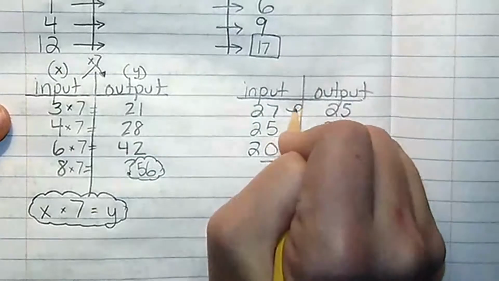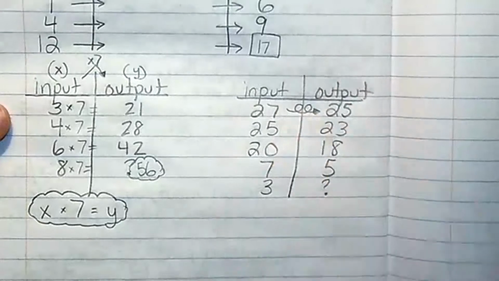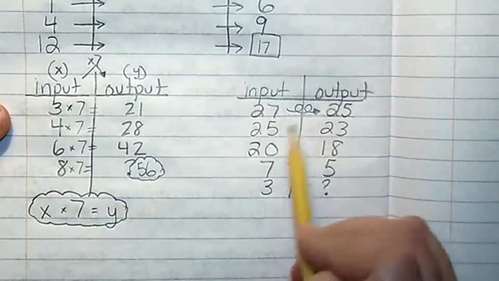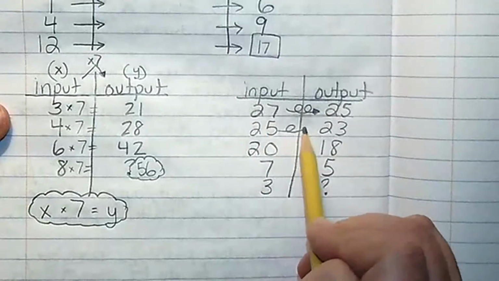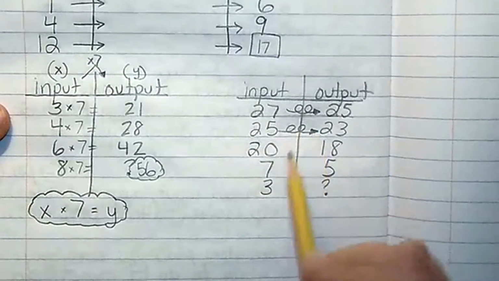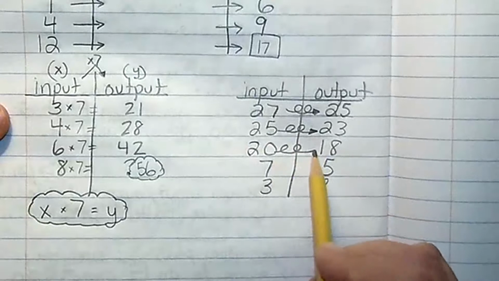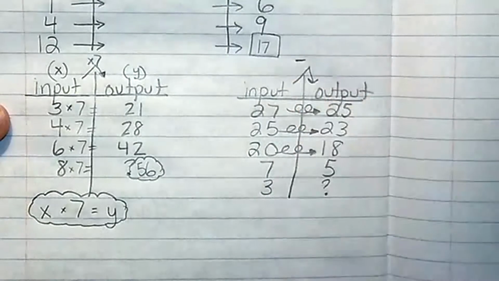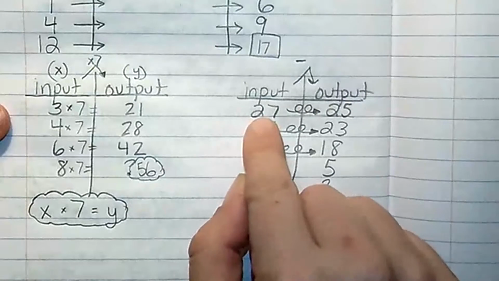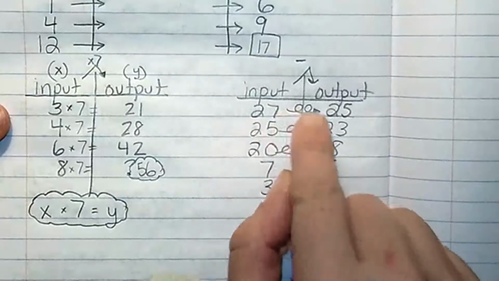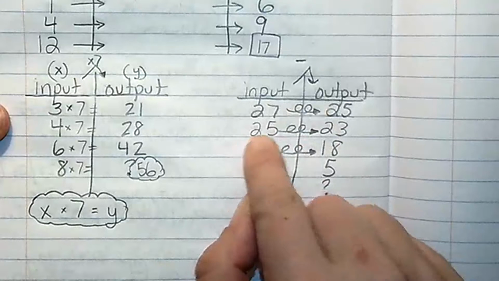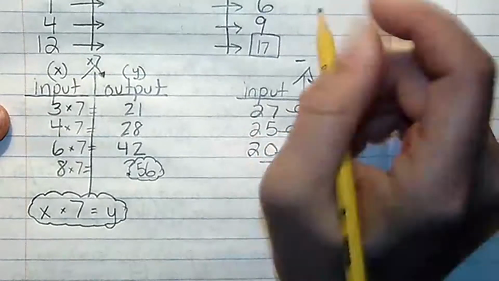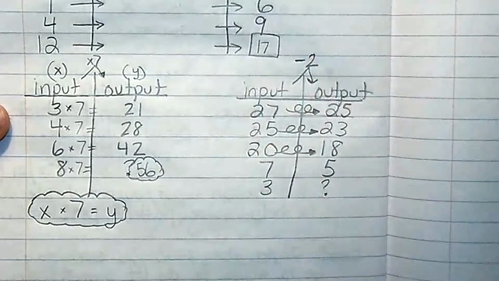Well, I know that something happens in the middle here to get me to 25. 27, my numbers are going down. 25, something happens, and I get 23. Are they going down a lot or just a little? Just a little. So I think my rule is going to be subtract. 27, 26, 25, 24, 23, 20, 19, 18. I think my rule is minus 2.